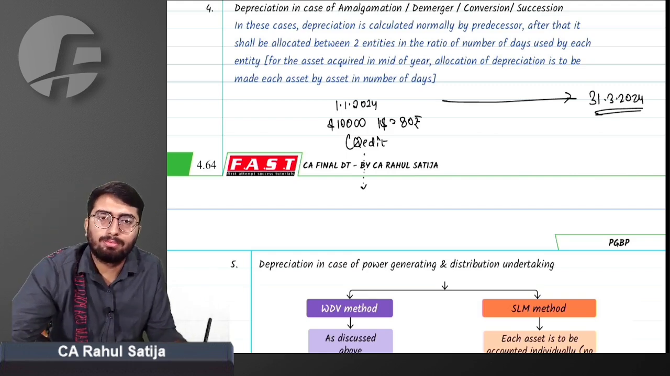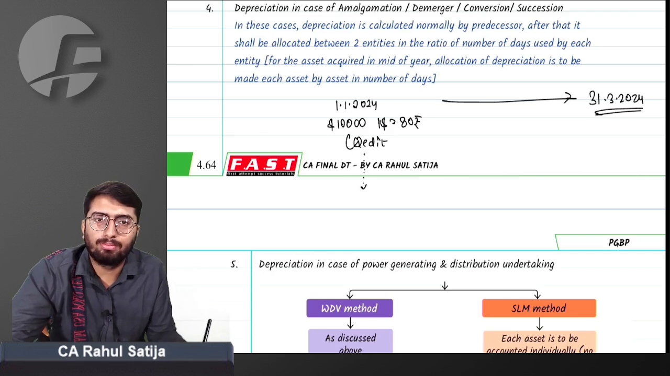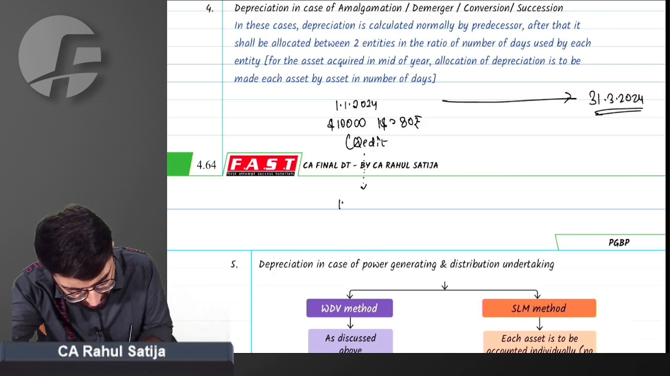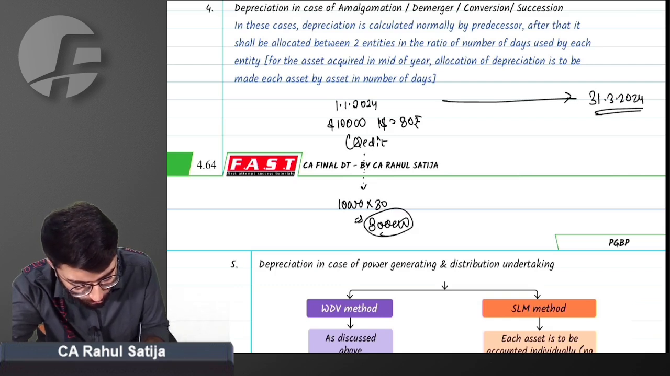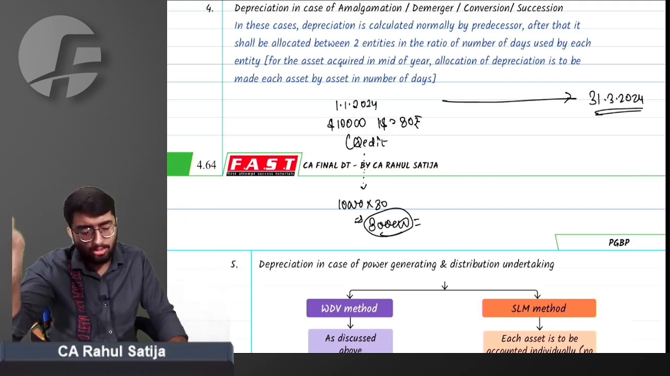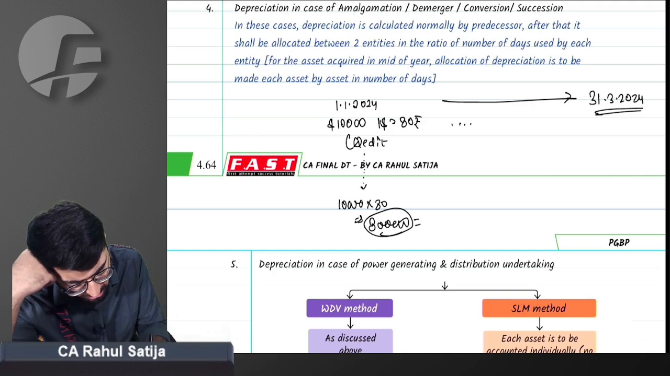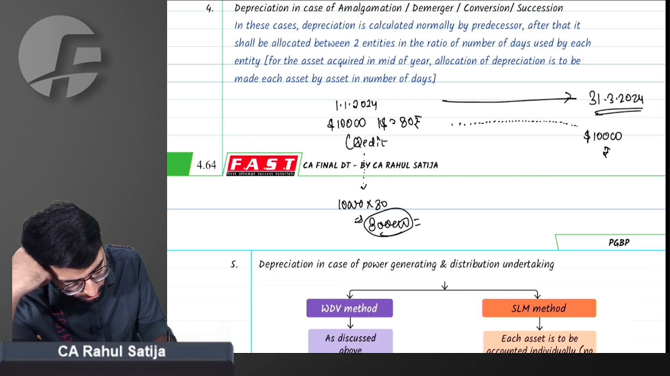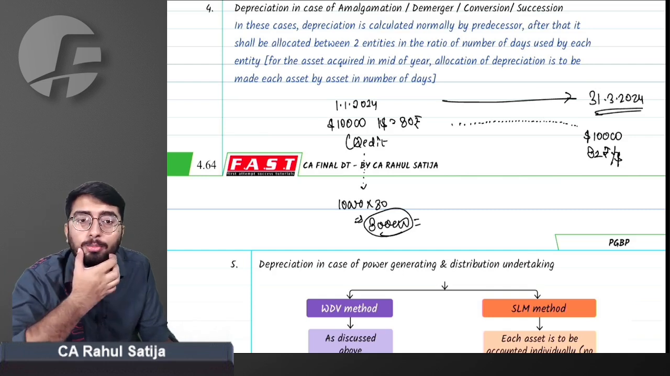As soon as I bought the asset, I started using it. I was eligible for depreciation. I added the cost to WDV. So 10,000 into 80 is equal to 8 lakh. 8 lakh was the cost of acquisition and I added it to WDV. When I was approaching the payment date and ordered the bank to pay $10,000, the bank asked me for rupees 82 per dollar.